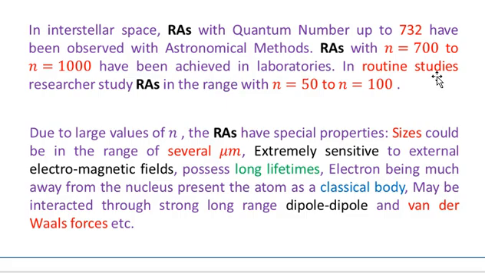In routine studies, researchers study Rydberg atoms in the range from n equal to 50 to n equal to 100. In routine study, you don't go to a very high value of the principal quantum number, because that requires a very high level of effort to achieve Rydberg atoms occupying a state in the range from 700 to 1000. Normally the Rydberg atoms are studied in the range from n equal to 50 to n equal to 100, which is relatively much easier, and many properties of the Rydberg atoms can be studied very easily. Due to large values of n, the Rydberg atoms have special properties.